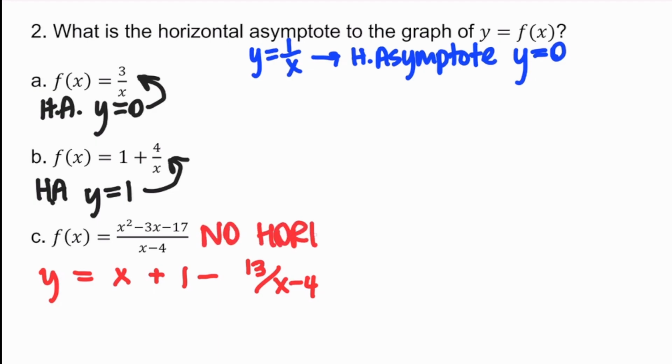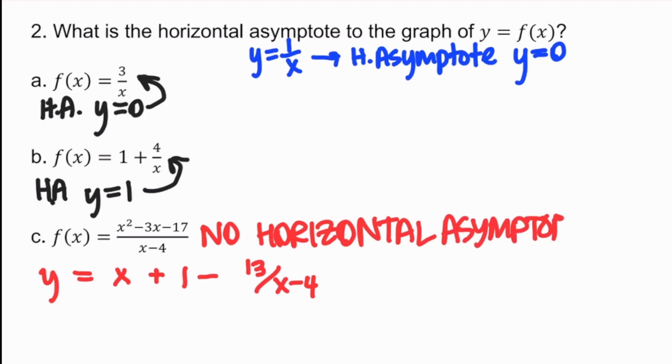Now, in your class, you may have been told, okay, if the degree on top is bigger than the degree on bottom, then in general there's not going to be a horizontal asymptote. We just didn't talk about that a whole lot in my class. I figured we'd save that for pre-cal. No horizontal asymptote for that one.